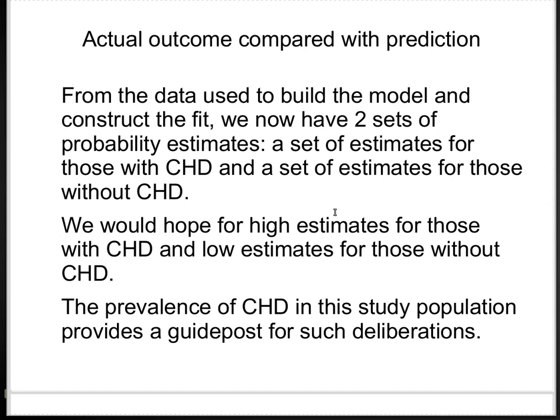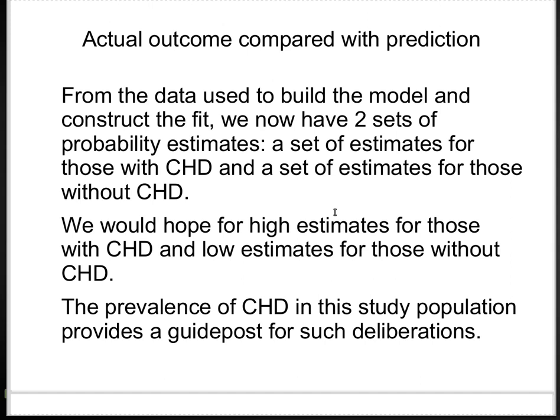Then we could compare the actual outcome with the prediction. We could ask, okay, we've got two sets of probability estimates, one for those who had the heart disease and those who did not. And what would we want if we're thinking of the model as doing its job well as far as prediction is concerned? Well, we would hope that our probability estimates would be high for those persons with coronary heart disease, and the estimates would be low for those without coronary heart disease.